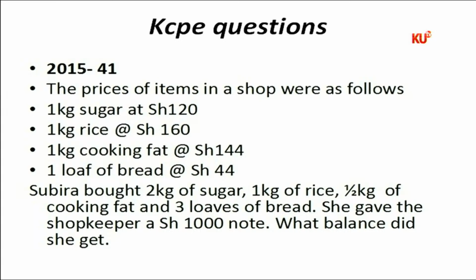the prices of items in a shop were as follows: 1 kg of sugar at 120 shillings, 1 kg of rice at 160 shillings, 1 kg cooking fat at 144 shillings, 1 loaf of bread at 44 shillings. Subira bought 2 kgs of sugar, 1 kg of rice, a half kg of cooking fat, 3 loaves of bread. She gave the shopkeeper a 1,000 shillings note. What balance did she get?